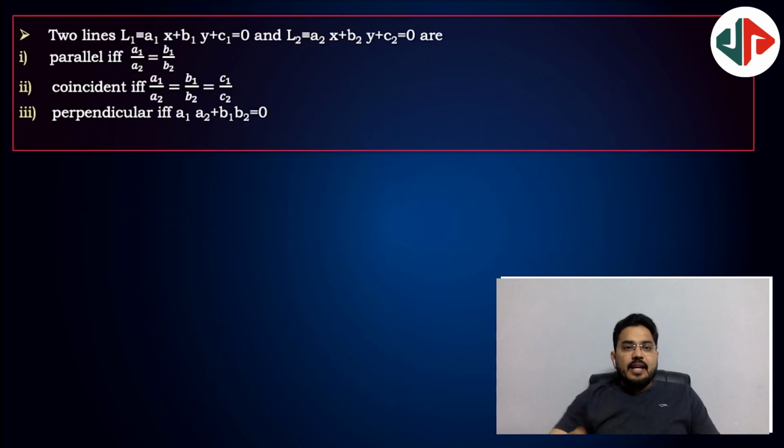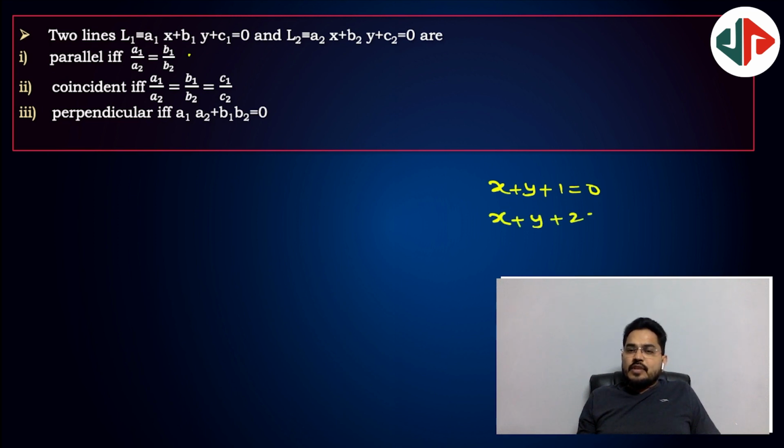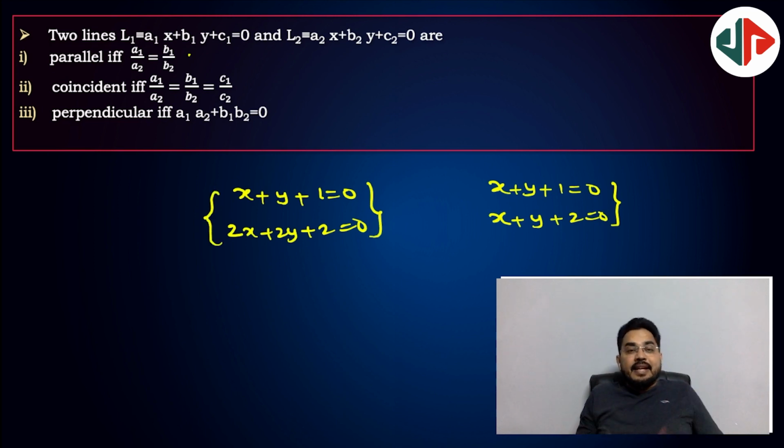Two lines are parallel if A1 by A2 is equal to B1 by B2. Coincident, parallel, perpendicular. What is the difference between parallel and coincident? Like if I write x plus y plus 1 is equal to 0, x plus y plus 2 is equal to 0, these are parallel. For example, x plus y plus 1 is equal to 0, 2x plus 2y plus 2 is equal to 0, these two lines are coincident lines.